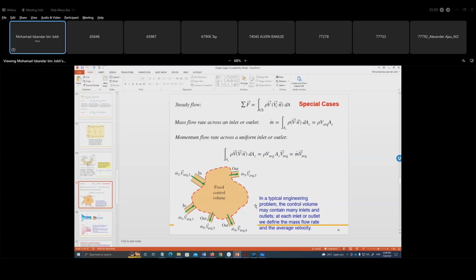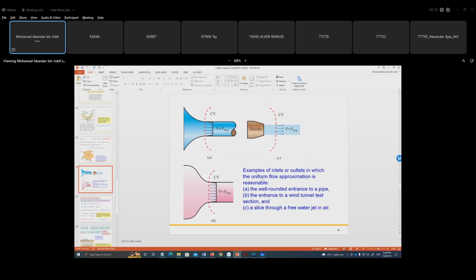In a typical problem, the control volume may contain many inlets and outlets. That is not important. Examples of inlets in which the uniform flow approximation can be used: there is an approximation used for uniform flow, and this is the situation where it's applicable. You have the well-rounded entrance of a pipe, the entrance of a wind tunnel, and a slice through a free jet through a nozzle. When you have this kind of situation, we can assume the uniform flow approximation.